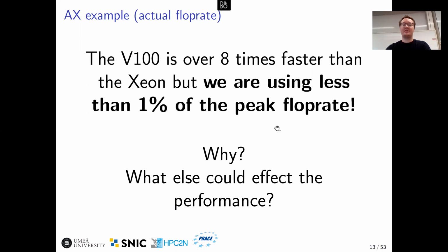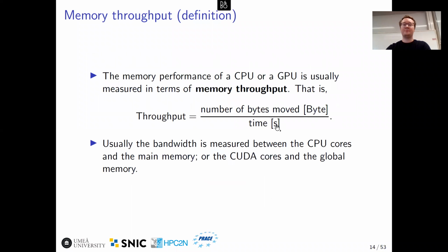Now the question is, why is this happening? What else could be affecting the performance in such a manner? The second thing people consider is the memory performance, which is measured in terms of memory throughput. There we take the number of bytes we have been moving and divide it by the time it took to move those bytes in memory. Usually this measurement is performed between the CPU cores and the main memory, or the CUDA cores and the global memory placed on the GPU itself.